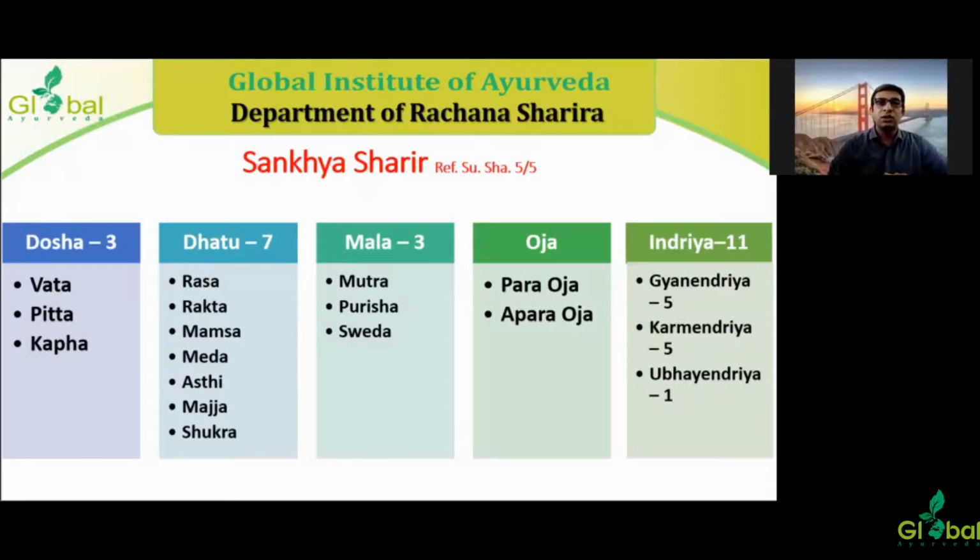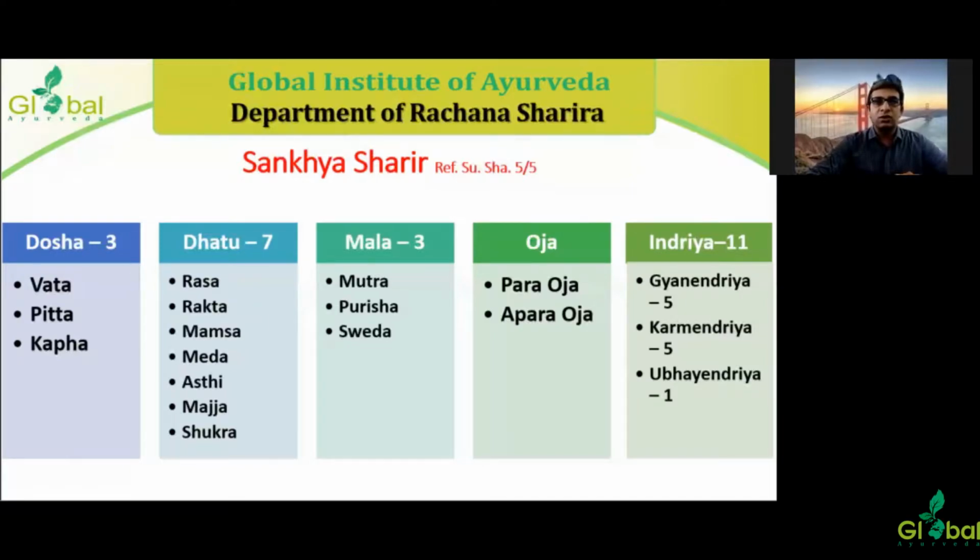First of all, as we all know, there are three doshas in the body, that is Vata, Pitta and Kapha, seven dhatus, that is Rasa, Rakta, Mamsa, Meda, Asthi, Majja, Shukra, and three malas, Mutra, Purisha and Sweda. These are the basic pillars of the human body.